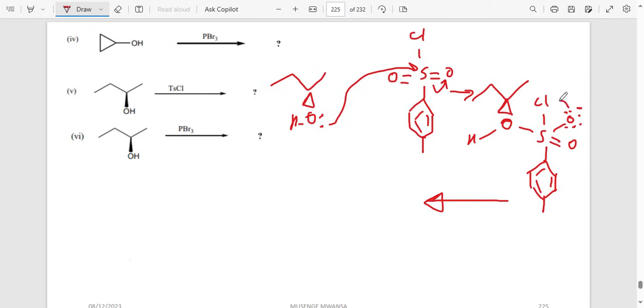Okay. So this will come back. That is going to release a chlorine. So that is going to give us still this compound. Oxygen here, a hydrogen, and then we have sulfur, which now has a double bond with oxygen, another double bond with oxygen. Now it has this group down.